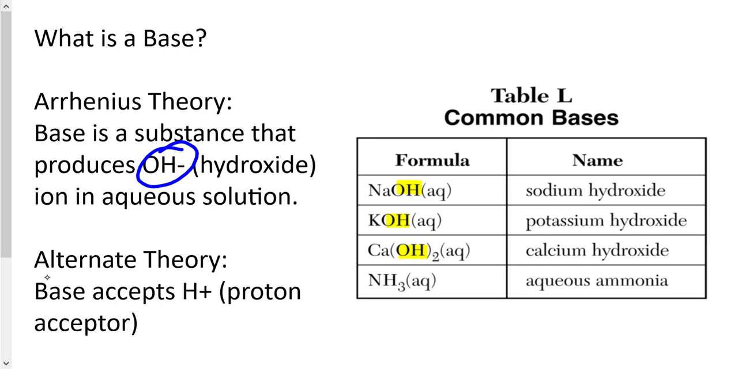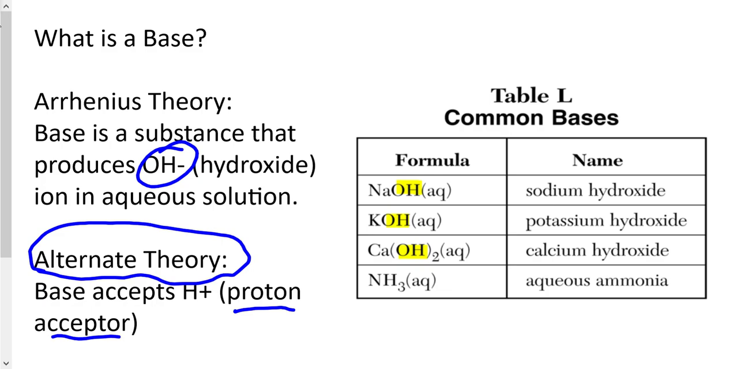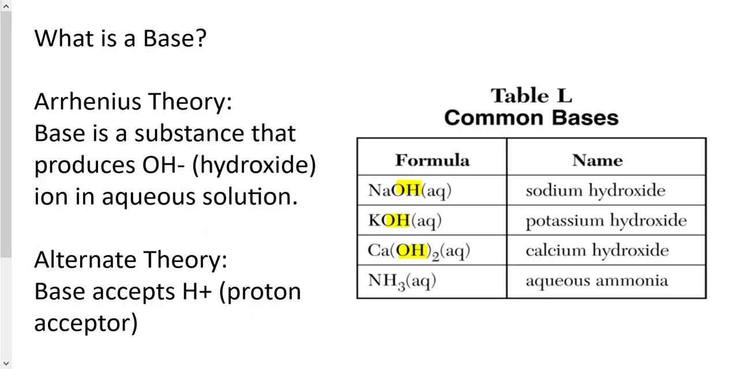However, based on the alternate theory, or Bronsted-Lowry theory, there are bases which might not produce hydroxide ion. Instead, they are going to accept the proton that was donated by the acid. So according to the Bronsted-Lowry theory, we knew that acids were proton donors. So if acid is donating a proton, base is most probably going to accept that proton. So we need to be aware of both theories.